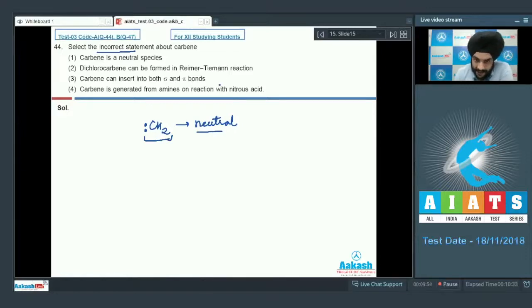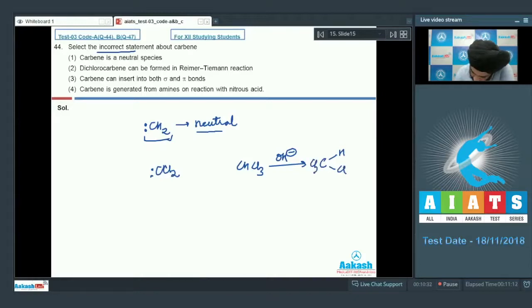Dichlorocarbene can be formed in the Reimer-Tiemann reaction. This statement is also correct, students. Dichlorocarbene is CCl2 and this is formed when CHCl3 is allowed to react in presence of a strong base, OH-. So alpha elimination takes place, and dichlorocarbene is generated. Okay. So this is also correct. The first statement was also correct.